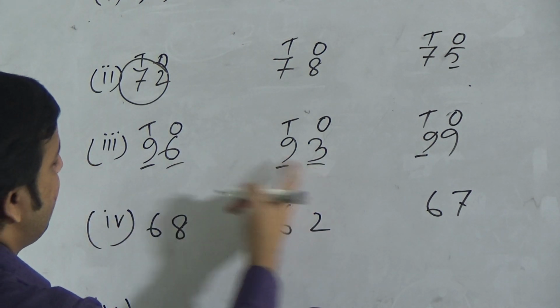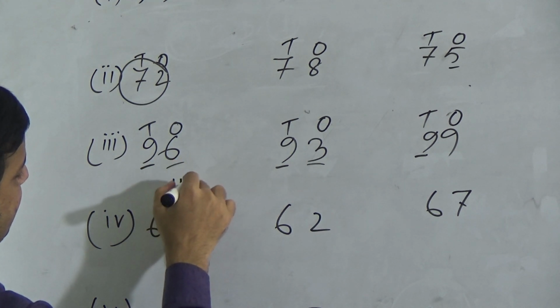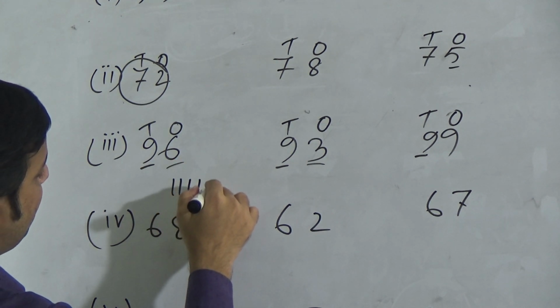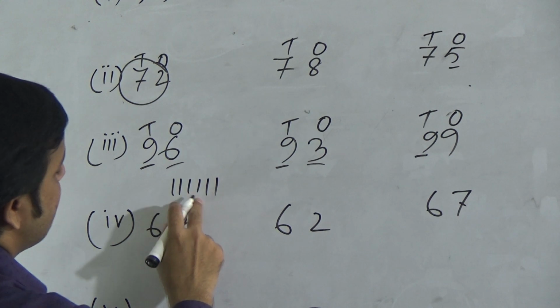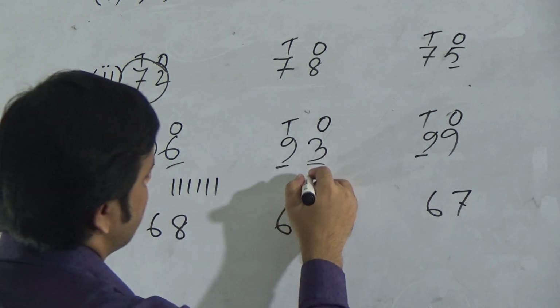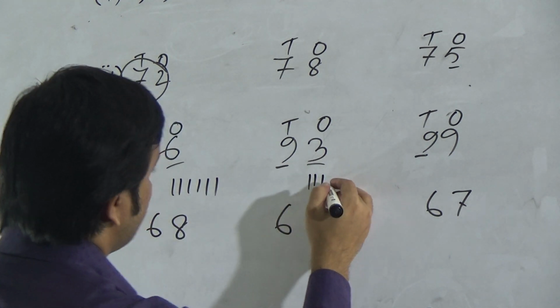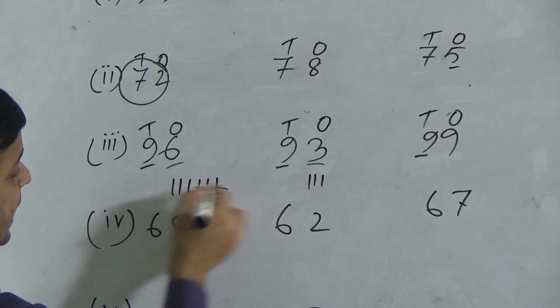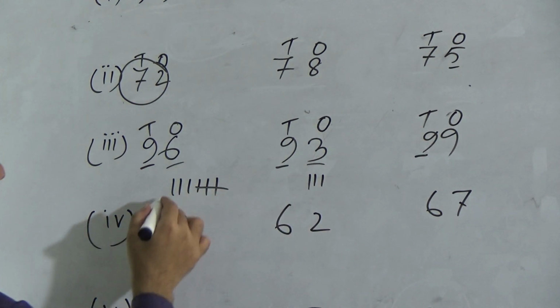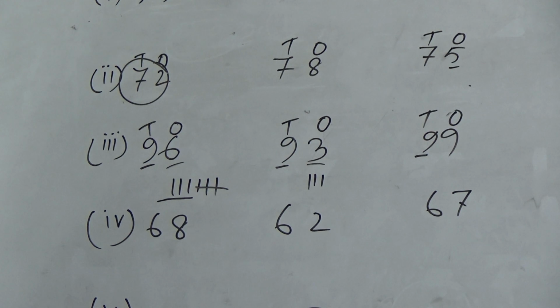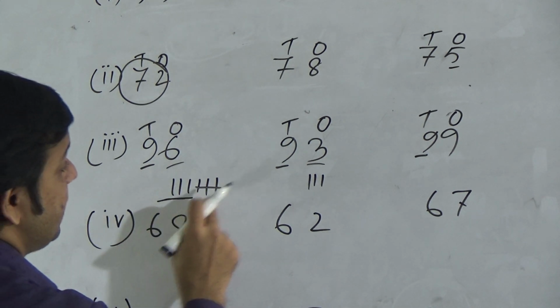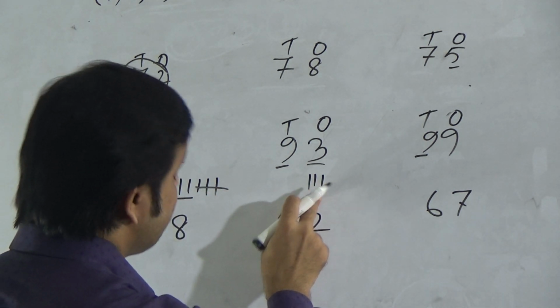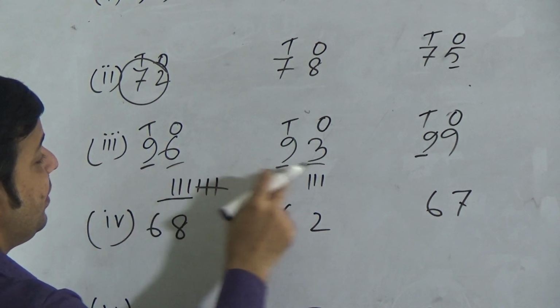Now to compare these two, 6 means 6 sticks. 1, 2, 3, 4, 5, 6. 6 sticks here and here are 3 sticks. 1, 2, 3. Now if we take 3 from 6, 3 sticks are more here. So we can say 6 is larger than 3. So 3 is the smallest between these two.